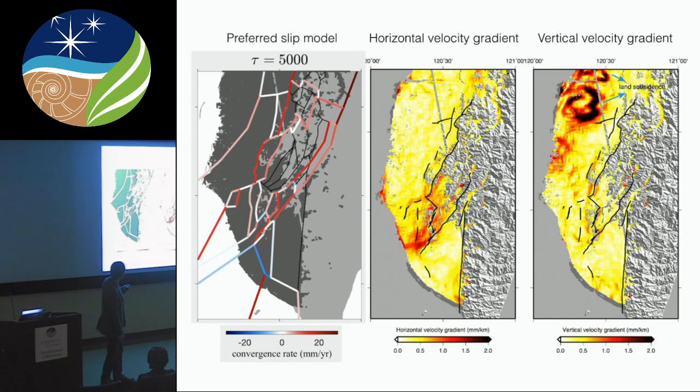So if you compare the horizontal with the preferred model, then you can see most of the red color correlates with where you see the red color here. So that means you are explaining those surface gradient, velocity gradient. But if you look at vertical, it's not in a very good agreement.